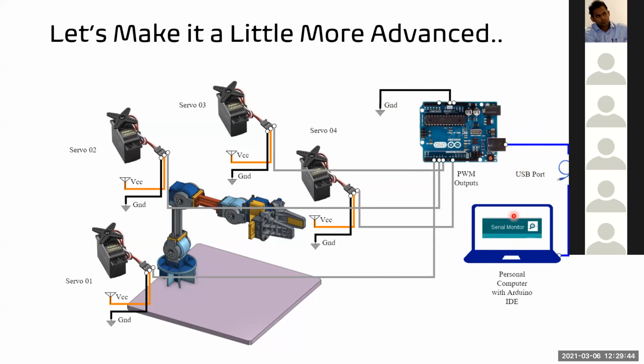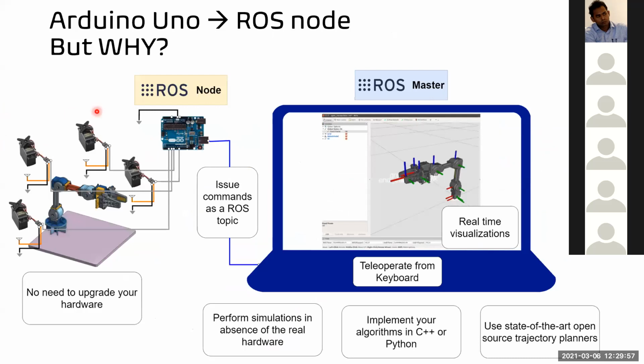But it is not that intuitive because it is kind of a limitation in this Arduino-based ecosystem. But if you can interface ROS, let's see what you can do. The most important thing is you don't need to upgrade your hardware. It is exactly the same. What we have done is converted this Arduino Uno into a ROS node, and you are now connecting to your ROS-running laptop in the same manner.